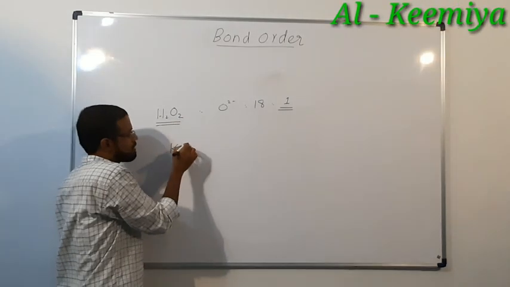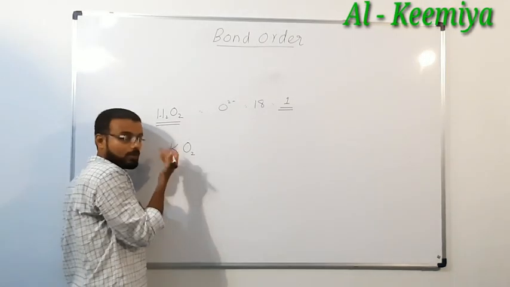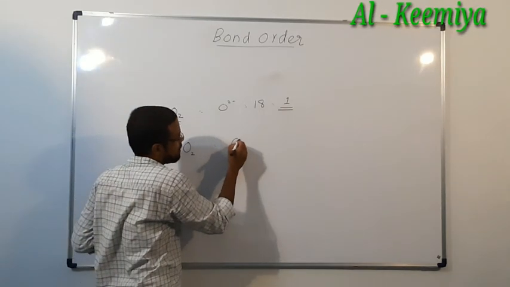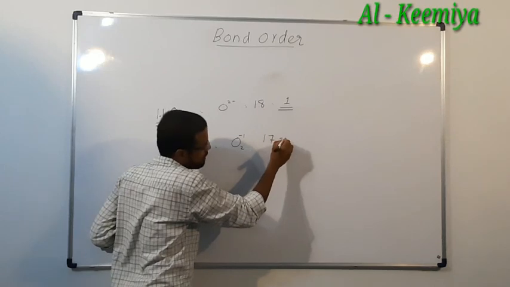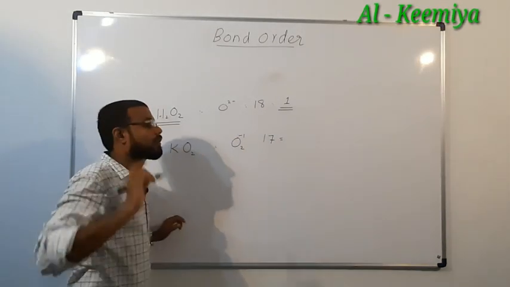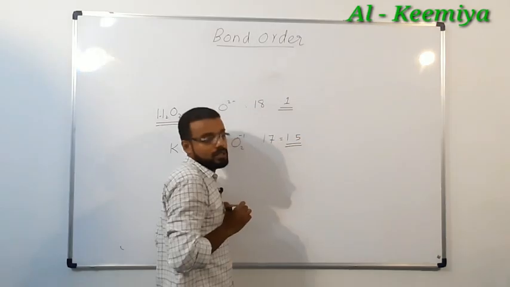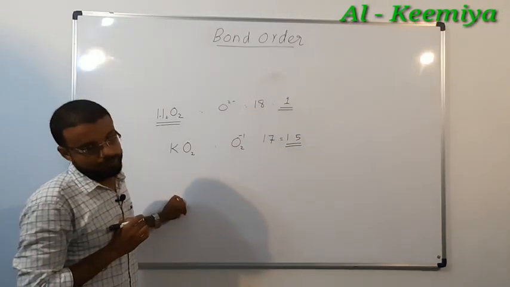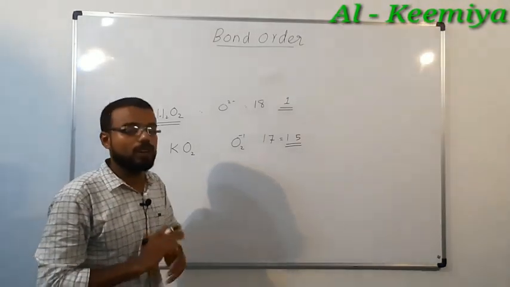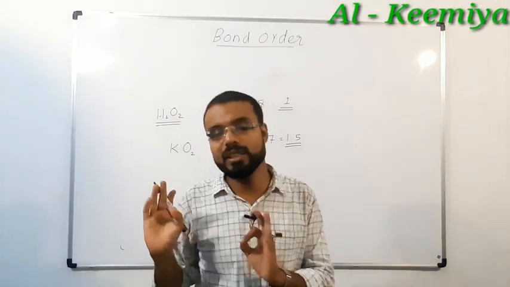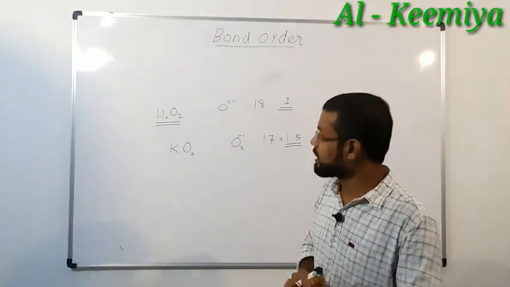Sometimes a question may come like this, KO2. In case of KO2, what is the bond order of oxygen? Remove the K plus. If you remove the K plus, it will be O2 minus. That means total number of electrons is 17. If the total number of electrons is 17, I told you that the bond order is 1.5, partial double bond. Okay. So these are some easy methods to find out the bond order of a molecule. Normally this type of question is asked in JEE and NEET exams.